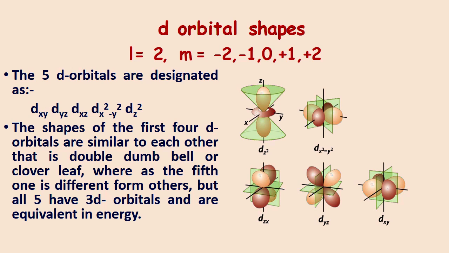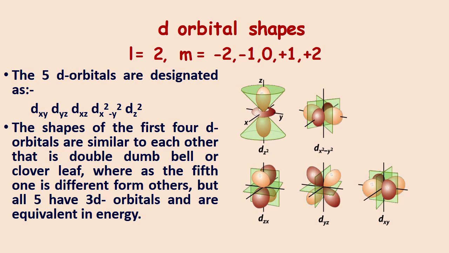Shapes of d orbitals. For d orbitals, l is 2 and m has 5 values. The 5 d orbitals are designated as dxy, dyz, dxz, dx² minus y², dz².